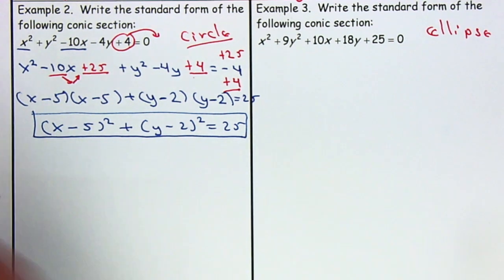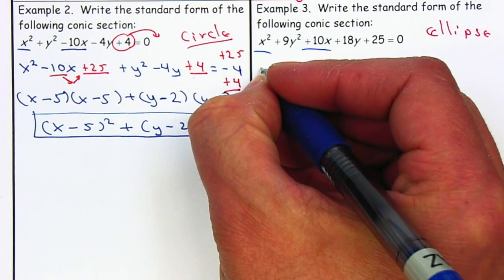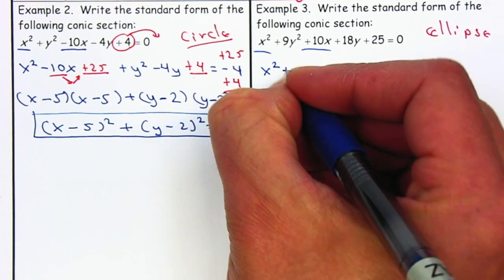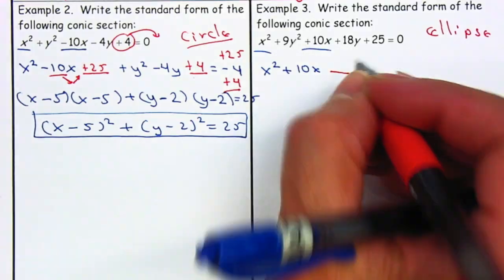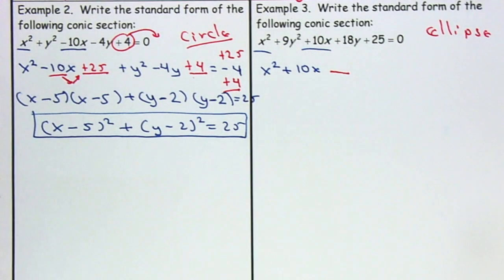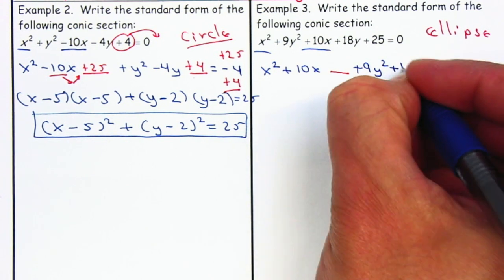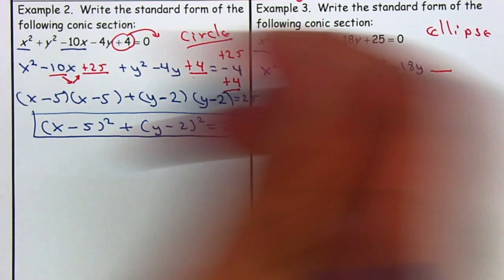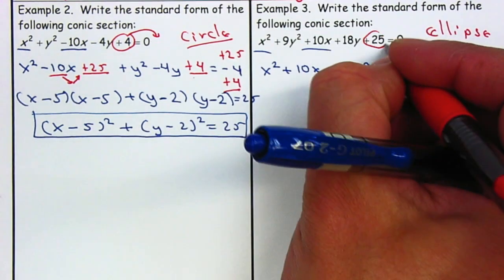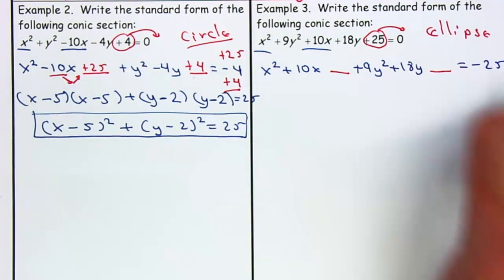And now I'm going to go through the same process I did here. I'm going to group my x's together. That'll be x squared plus 10x. I'm going to leave some space to complete my square. I'm going to group my y's together, 9y squared plus 18y. I'm going to leave some space to complete the square. And I'm going to bring my 25 to the right, or just minus 25 on both sides, and that becomes a negative 25.